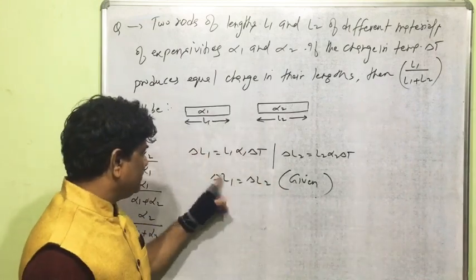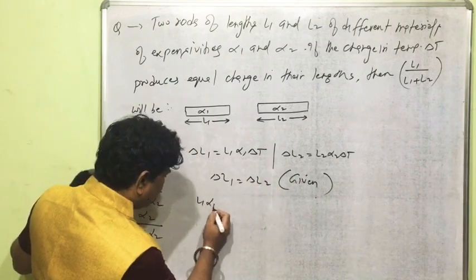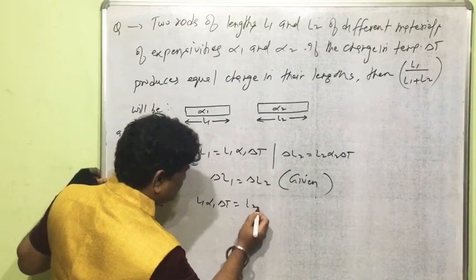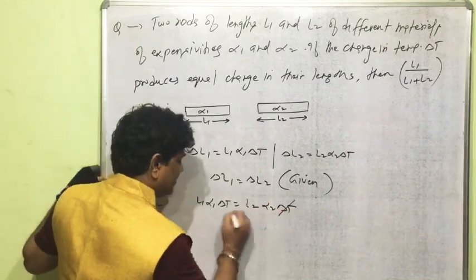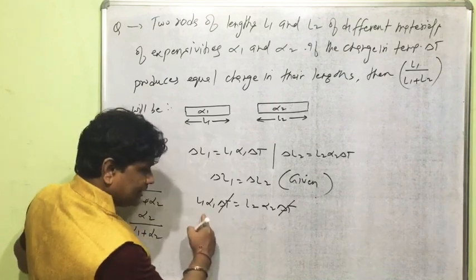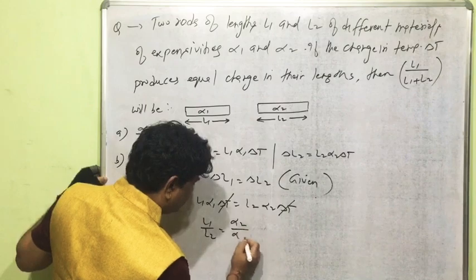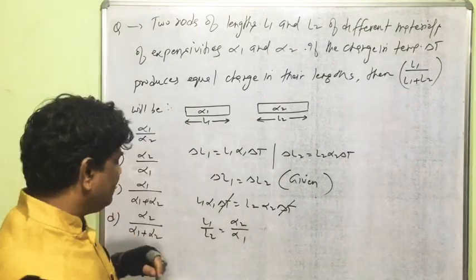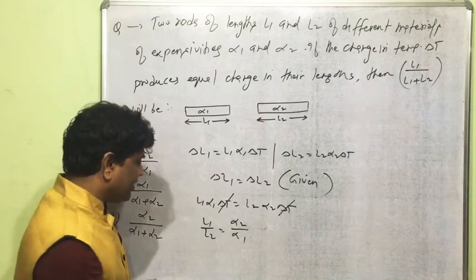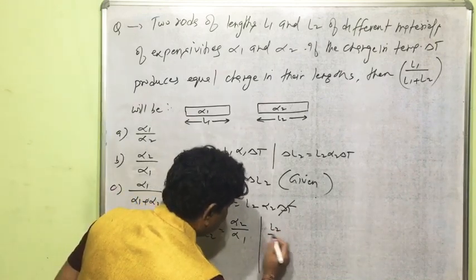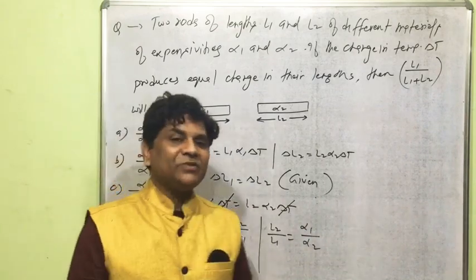Now we can put the value of delta L1 here and delta L2 here. It will come L1 alpha 1 into delta T is equal to L2 alpha 2 into delta T. Delta T cancels. Now the relation coming is L1 by L2 is equal to alpha 2 by alpha 1. Or we can write L2 by L1 is equal to alpha 1 by alpha 2.